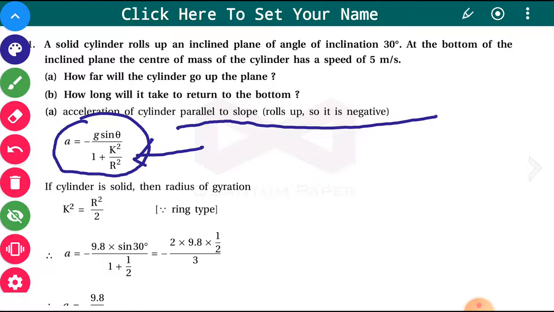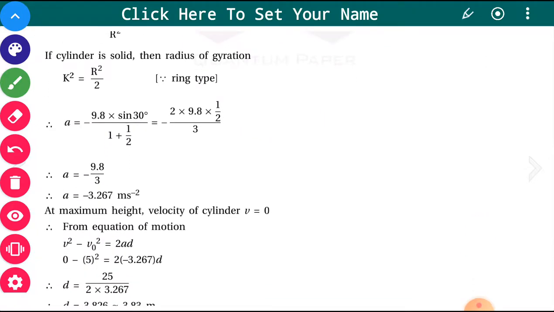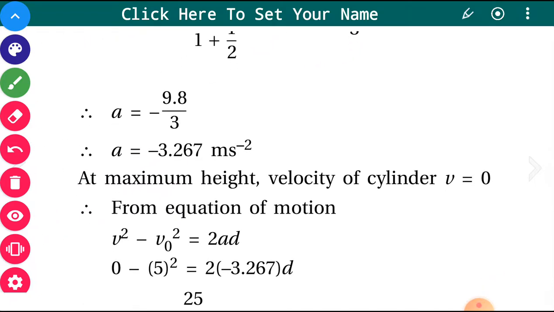Now if the cylinder is solid, then the radius of gyration k square is equal to r square by 2, and instead of k square you write r square by 2, so it becomes 1 plus 1 by 2. Theta is 30 degrees, and if you place all these values, sin 30, g is 9.8, and in the denominator it is 1 plus 1 by 2, that is 3 by 2, and if you simplify, you will get the acceleration of minus 3.267 meter per second square.